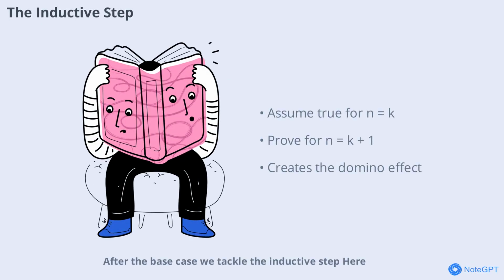After the base case, we tackle the inductive step. Here we assume the statement is true for some arbitrary natural number k. This assumption is called the inductive hypothesis. Next, we show that if the statement holds for k, it must also hold for k plus 1. This step is like proving that if one domino falls, the next will too. By establishing this link, we ensure the statement holds for all subsequent numbers, completing the induction process.